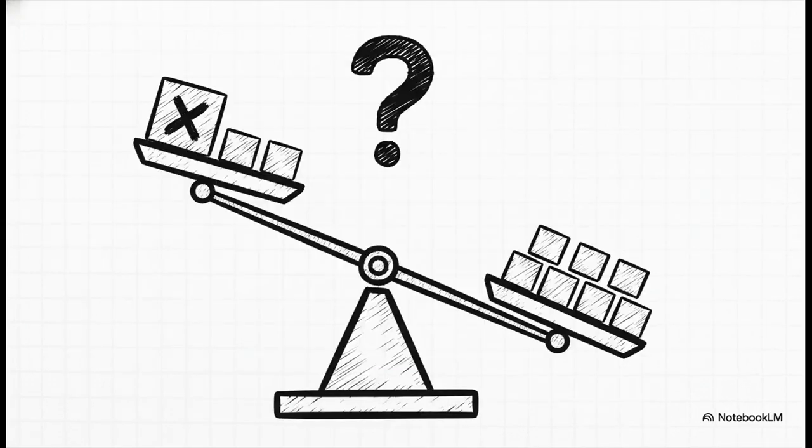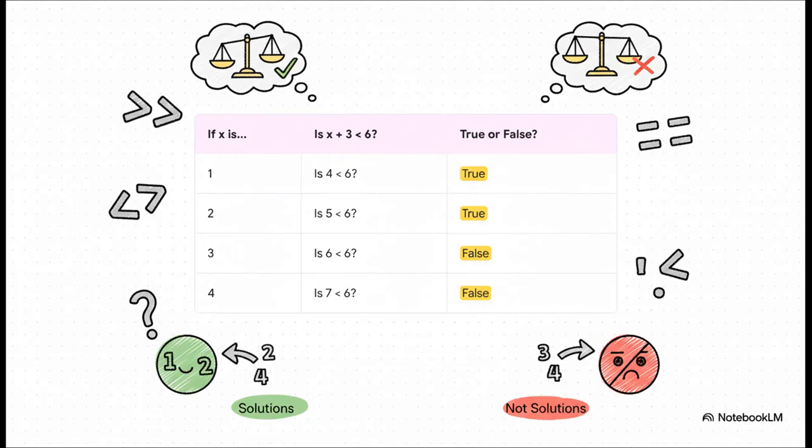Okay, let's practice finding some solutions. Here's our inequality, x plus 3 less than 6. Remember that letter x can be any number. Our job is to figure out which numbers for x will make this sentence true. Let's use this table to test some numbers. Let's go through it together, row by row. First, let's try the number 1. If we put 1 in for x, we get 1 plus 3 less than 6. Well, what's 1 plus 3? It's 4. So is 4 less than 6? Yep, it sure is. So that's true, which means 1 is a solution.